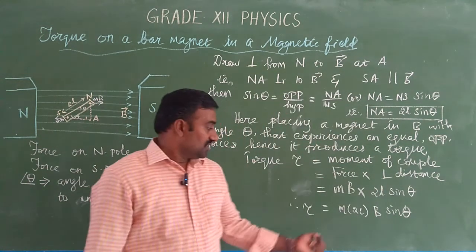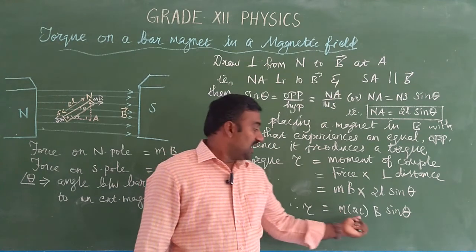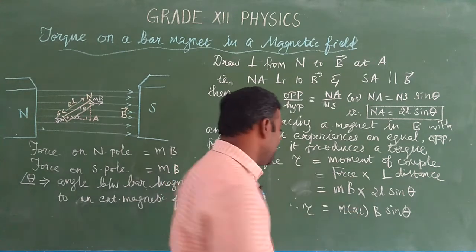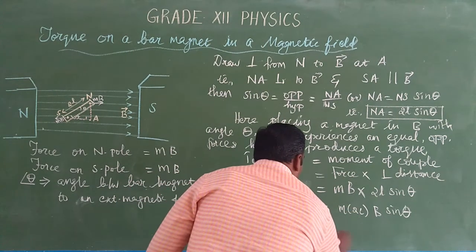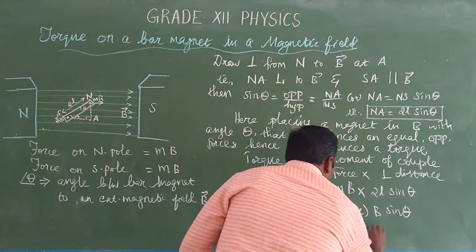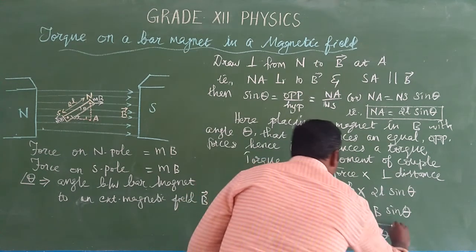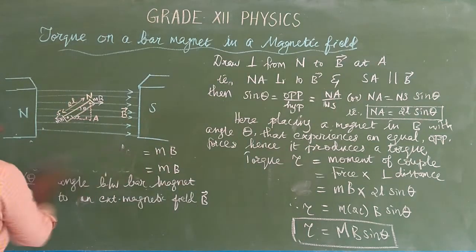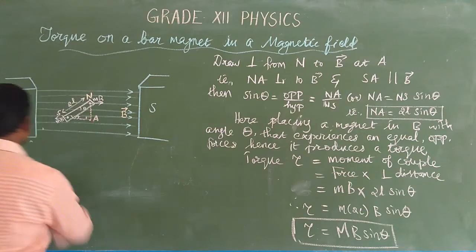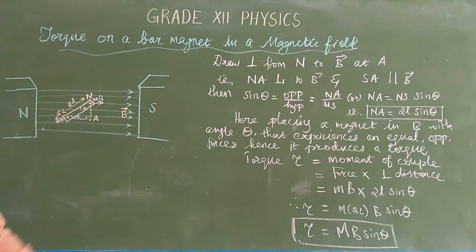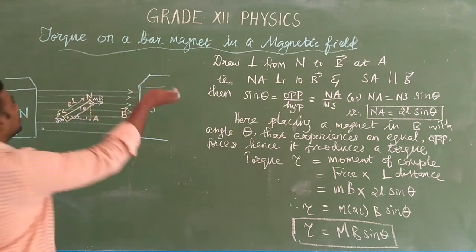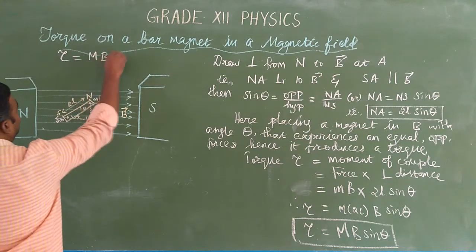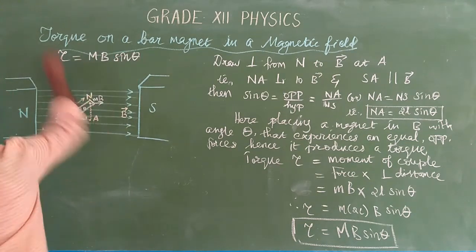We have already studied that the product of pole strength and magnetic length is equal to the magnetic dipole moment. So we can write tau is equal to MB sin theta. This is the torque experienced by the bar magnet when it is placed in an external magnetic field.